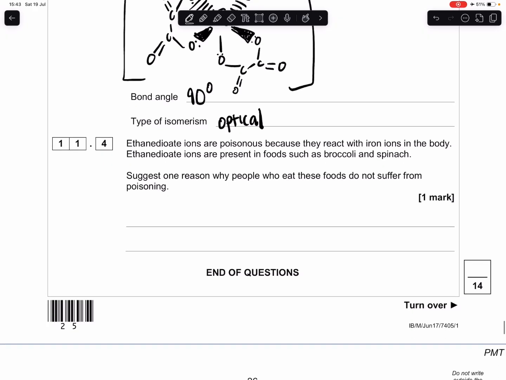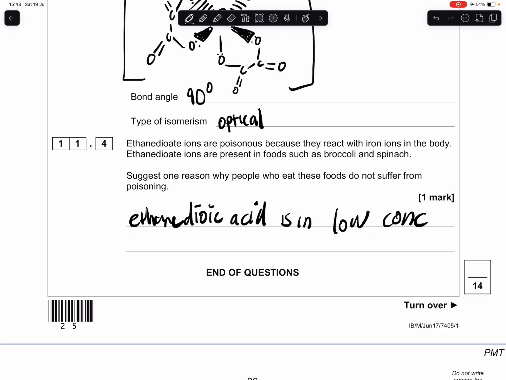So here, we can just say that the ethane dioic acid is in low concentration, so it's not causing any effects, just like the vinegar example.